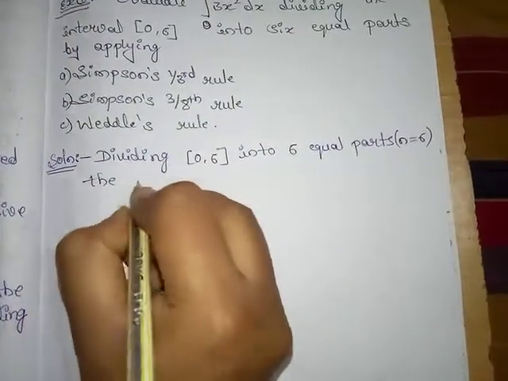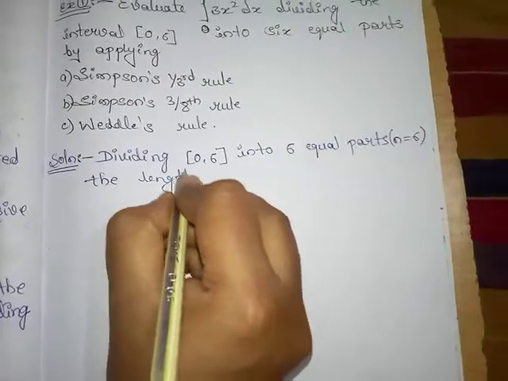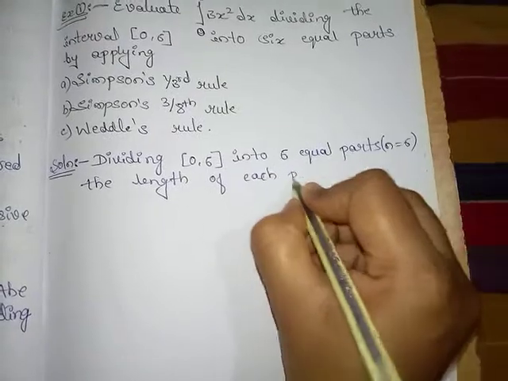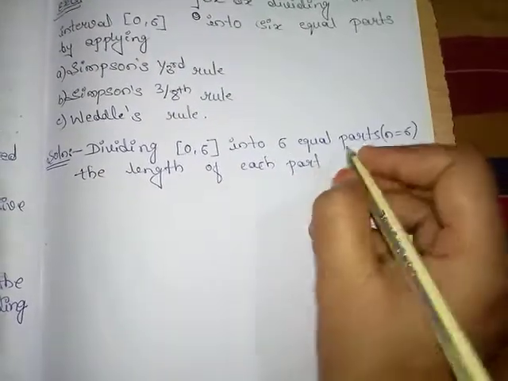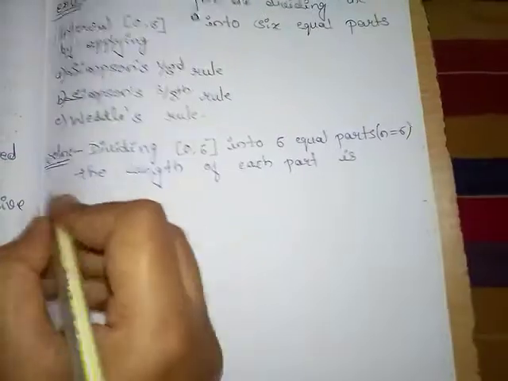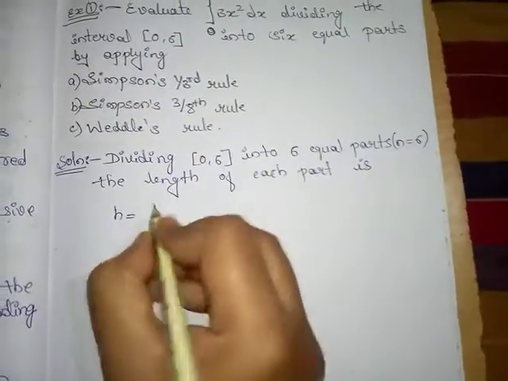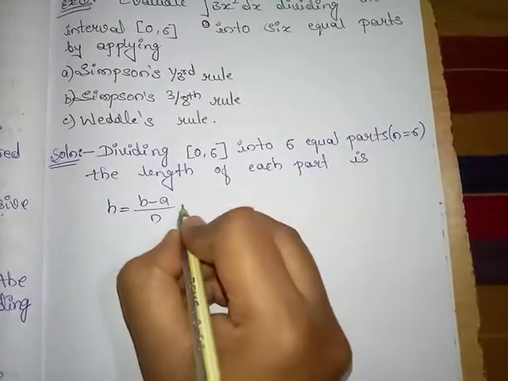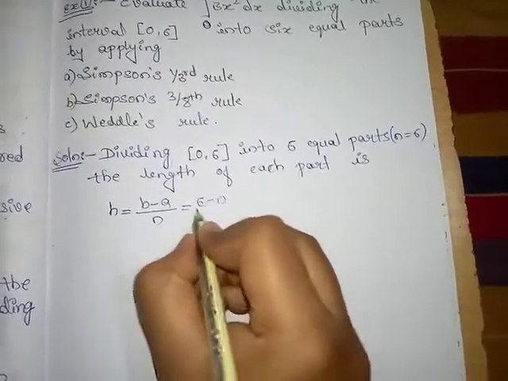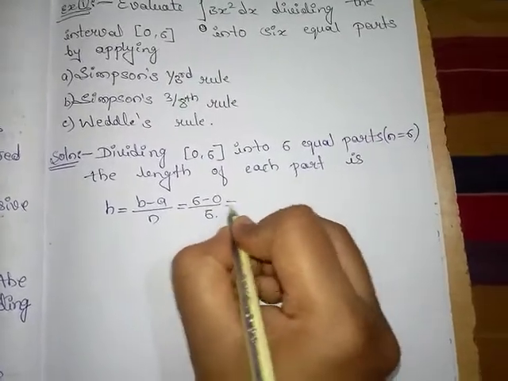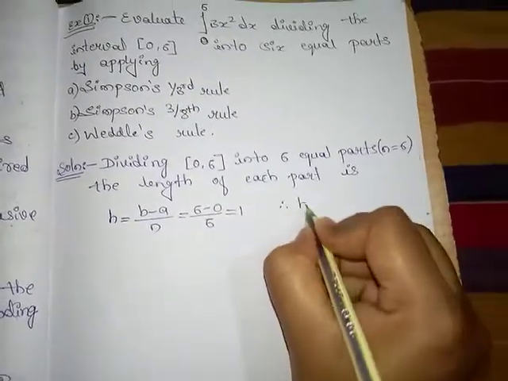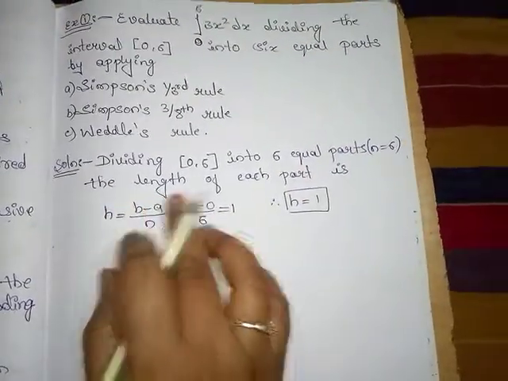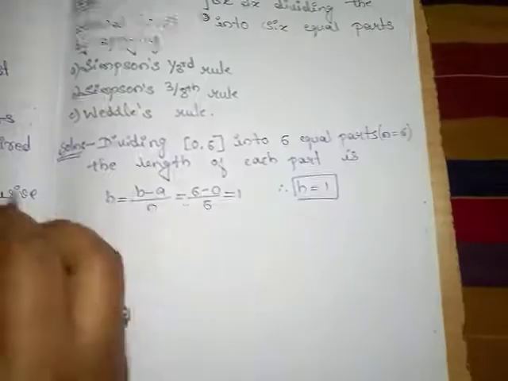The length of each part, meaning width, is h is equal to b minus a divided by n, which is the formula, which is equal to 6 minus 0 divided by 6 is equal to 1. Therefore, here width is how much? Width is 1. The length of each part is 1.